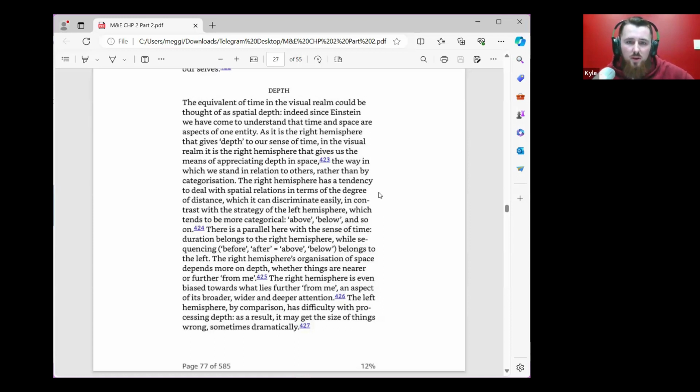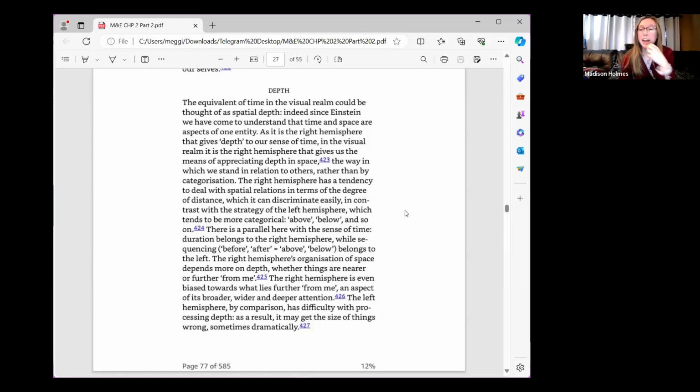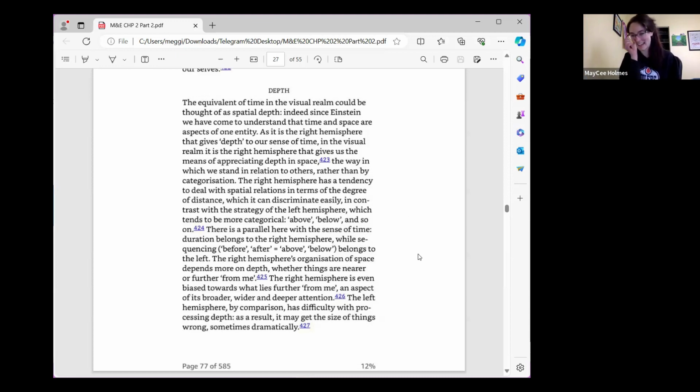The right hemisphere's organization of space depends more on depth, whether things are nearer or further from me. The right hemisphere is even biased towards what lies further from me, an aspect of its broader, wider, and deeper attention. The left hemisphere, by comparison, has difficulty with processing depth. As a result, it may get the size of things wrong, sometimes dramatically. Anybody ever had trouble trying to figure out which container leftovers will fit in? That would be your left hemisphere. I practiced, and now I don't have a problem with that.